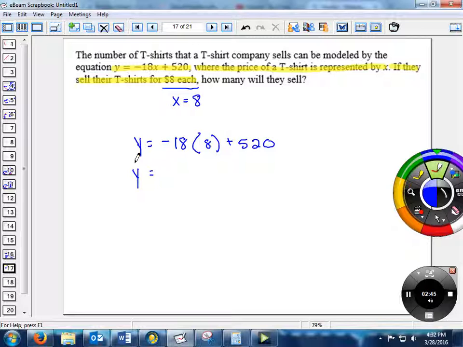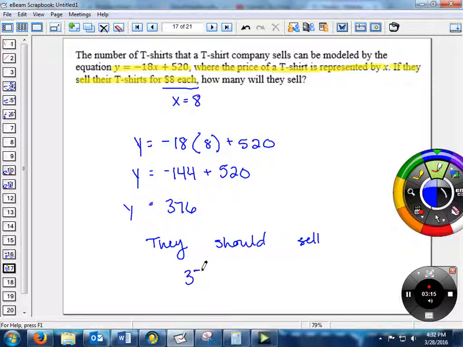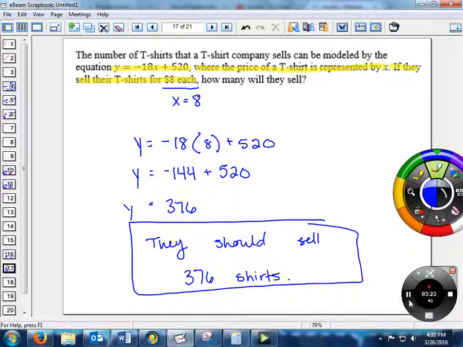Negative 18 times 8 is negative 144 plus 520 is 376. So if they sell their t-shirts for $8 each, they should sell 376 shirts. It's just substituting to solve.